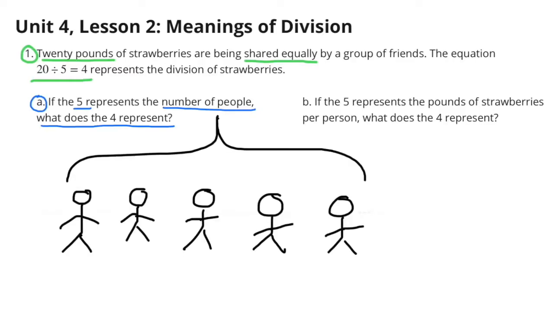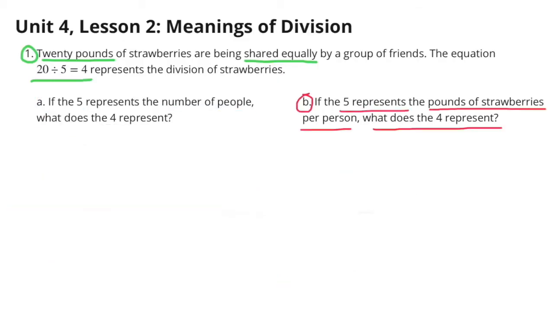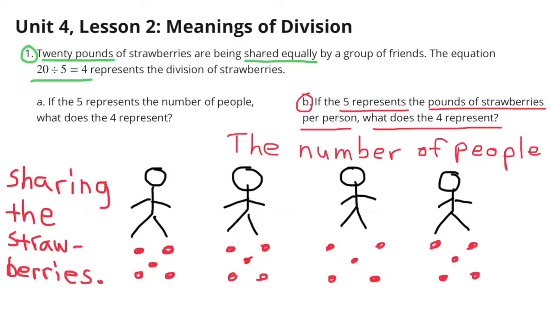Here I've drawn 5 stick figures representing the 5 friends who are sharing the strawberries. The 4 would represent 4 pounds of strawberries. Each of the friends gets 4 pounds of strawberries. B. If the 5 represents the pounds of strawberries per person, what does the 4 represent? Here you see 5 pounds of strawberries in 4 different groups. If the 5 represents the pounds of strawberries, then the 4 represents the number of people in the group that are sharing the strawberries.